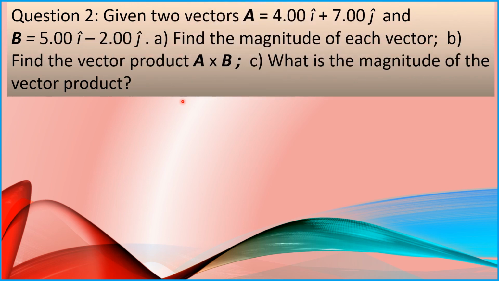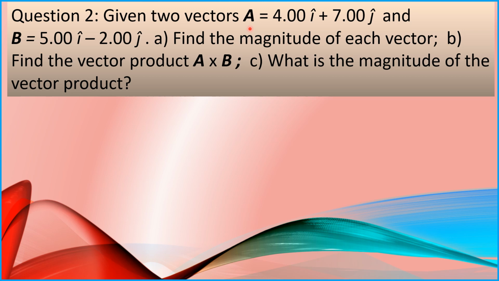This is now question number 2. Given two vectors, vector A equals 4.00 i plus 7.00 j, and vector B equals 5.00 i minus 2.00 j.